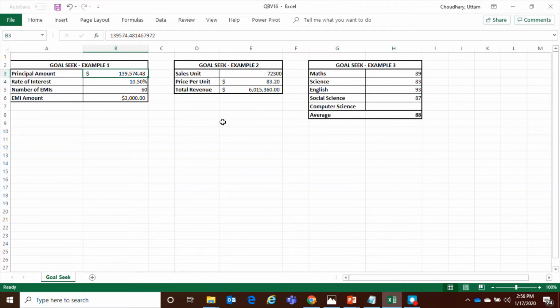So this does the reverse calculation so quickly, so nicely. Yeah. Let's take another example. So that's the first example.